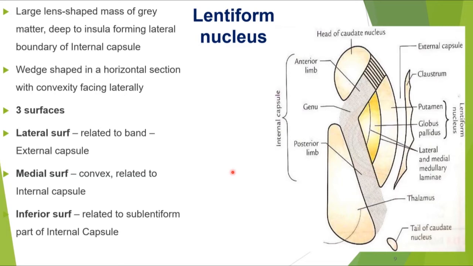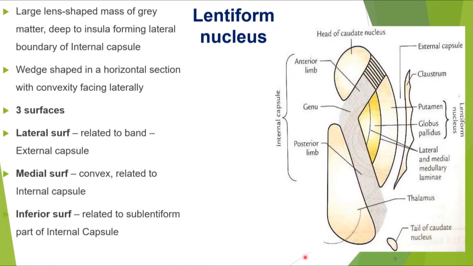Now what is insula? In the dissection hall, if you've observed a brain section, in the cerebrum, on the superolateral surface of the cerebrum, you would have seen the lateral sulcus, which separates the frontal and parietal lobes above from the temporal lobe below. This lateral sulcus has an upper lip and a lower lip. In the gap between these two lips, you can see the depth of the sulcus. Within the depth, the cortical area that lies in this region is known as the insula. So this large lens-shaped mass of grey matter lies deep to the insula, forming the lateral boundary of internal capsule.